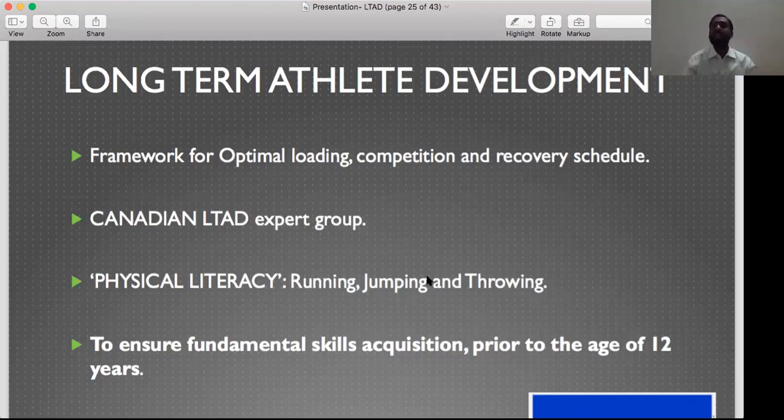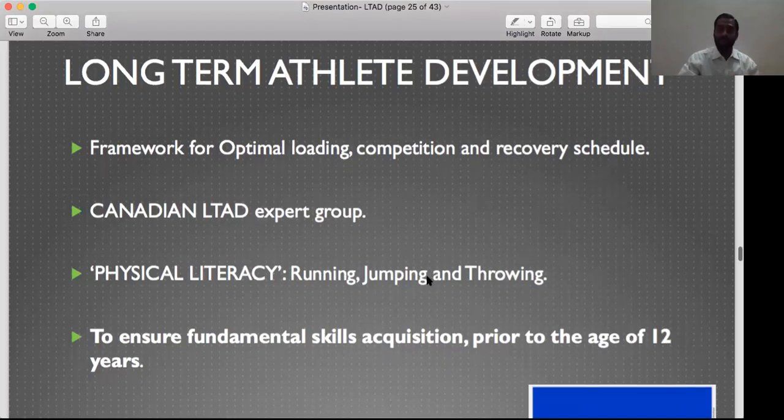That means any child who wants to be physically active or play any sport needs to learn running, jumping, and throwing. Those basic primary movement patterns need to be taught for the child to be literate enough to take up physical activity. Then the aim was to ensure fundamental skills were really well established prior to the age of 12 years. That was the whole goal of long-term athlete development.